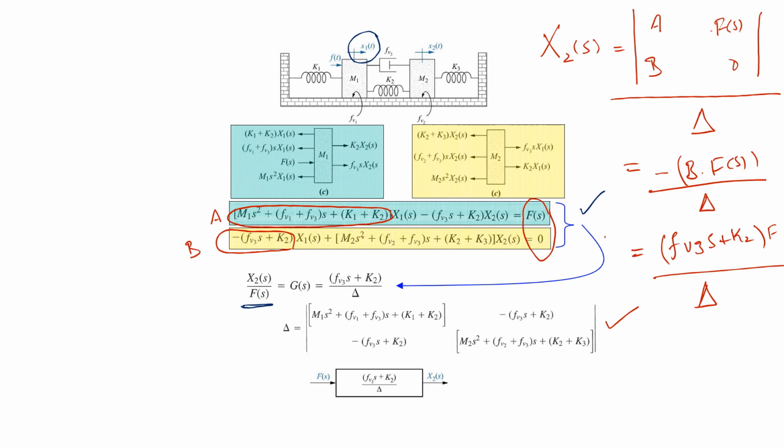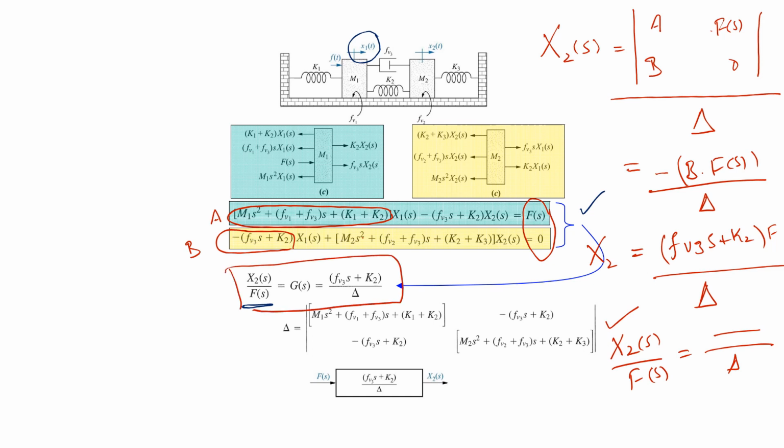So now we have x2 equal to this whole term, but what do we need? We need x2 by f. So we can cross multiply f over there, and we will have x2 of s divided by f of s, which will be equal to this whole term divided by this delta. And this transfer function is, by the way, written over here. So this is your final transfer function of the example we just studied. And this delta can be solved by finding the determinant written here.